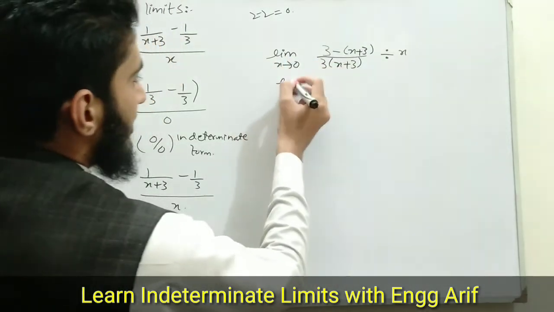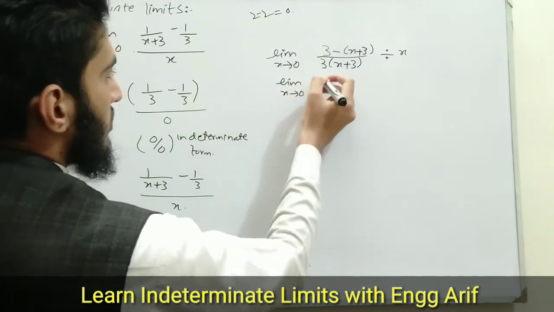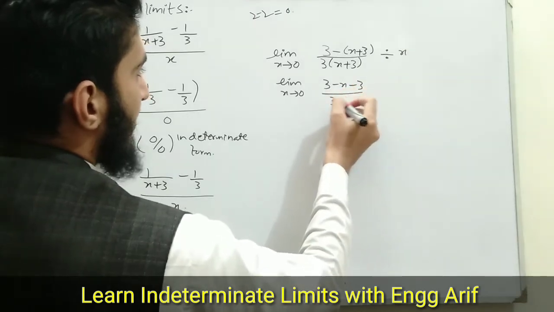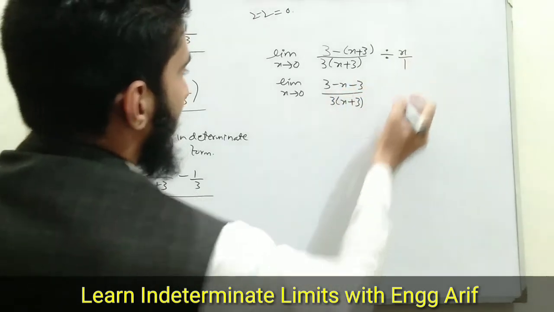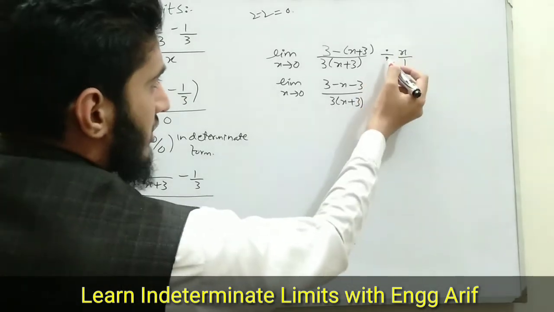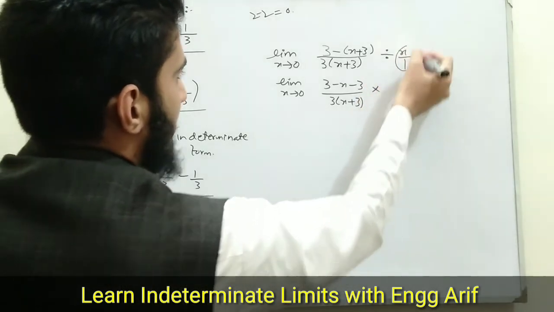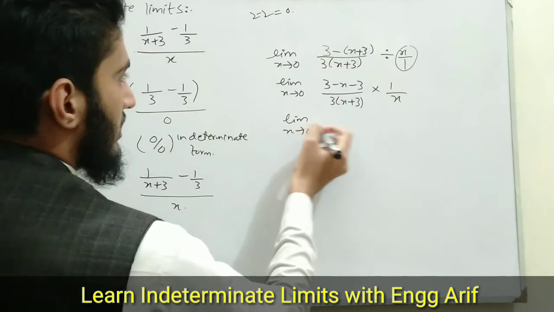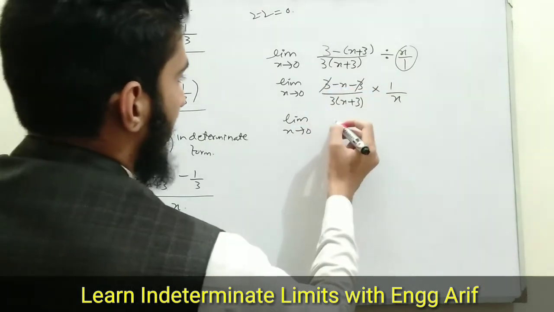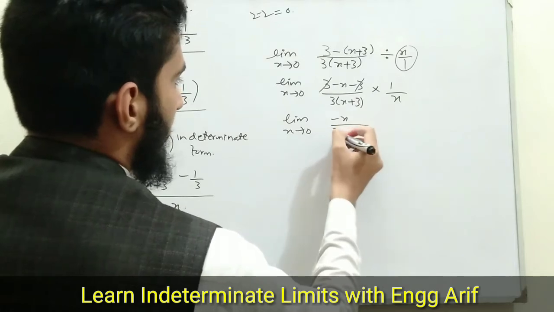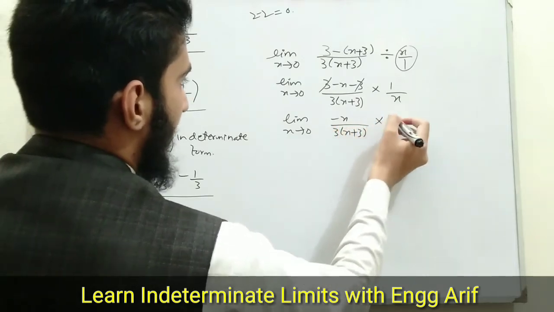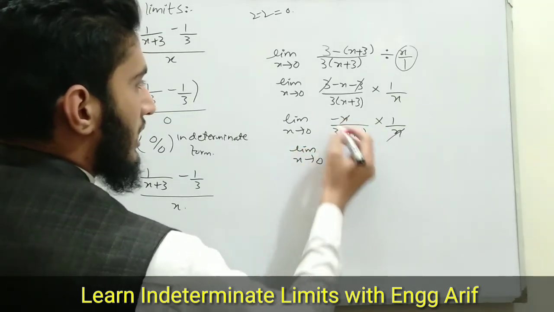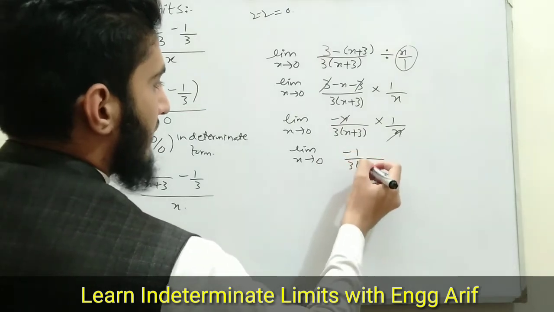Now after this I am simplifying this fraction, so it becomes limit x approaches 0 of (3 minus x minus 3) whole divided by 3 times x plus 3. If I change this division sign to a multiply sign, the fraction will be reciprocated, so it becomes 1 over x. The 3 will cancel out with negative 3, so we are left with minus x divided by 3 times x plus 3, multiplied by 1 over x. This x will cancel out with x, so we are left with limit x approaches 0 of minus 1 divided by 3 times x plus 3.